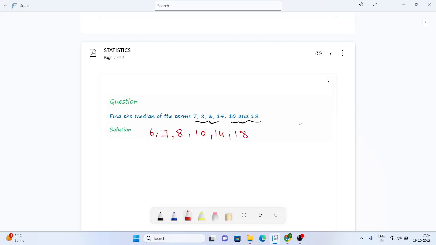Then how many terms are here? Here 6 terms. So what is the middle term? Middle terms are the third and fourth terms. So first we have to take the average of these two terms, 8 and 10. So the median is nothing but 8 plus 10 by 2, which is 9. Right? Now note it down, then we move forward.